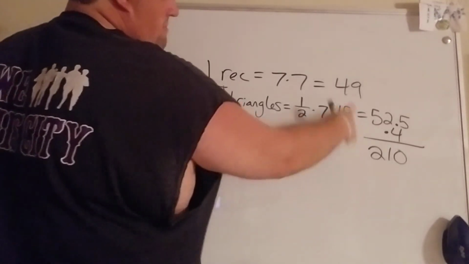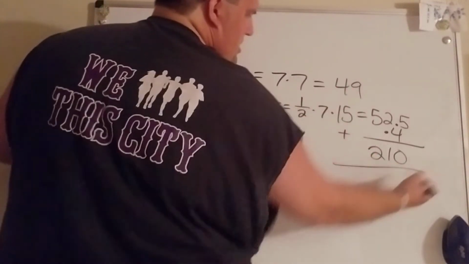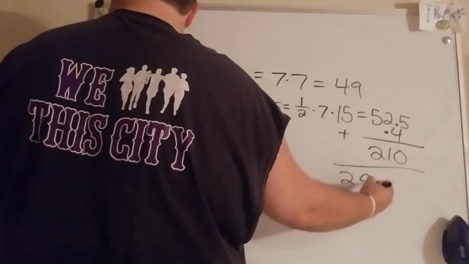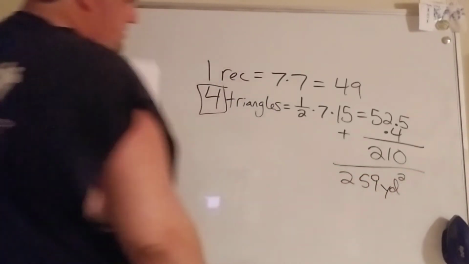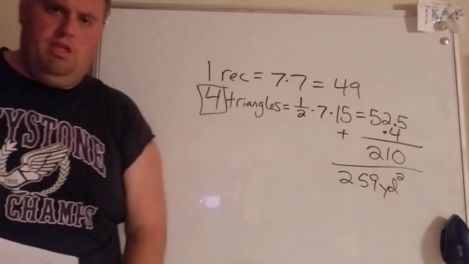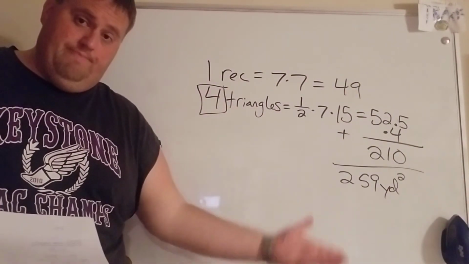So then I just got to add my 4 triangles to my rectangle. And that gave me 259 yards squared. And those are the surface area ones.